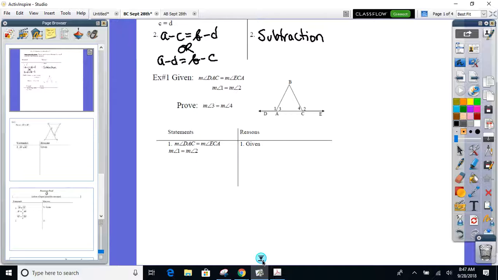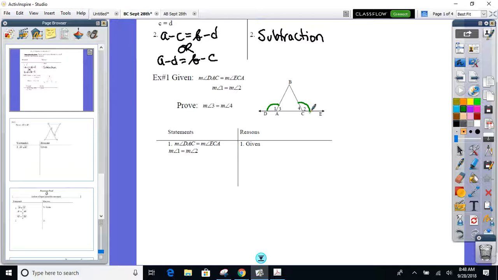Angle DAC, everyone see that angle? It's a straight angle. And it's equal to the measure of ECA, which is also a straight angle. And I also tell you 1 is equal to 2. Can you mark that on your diagram? Get in the habit. Whatever you see in your givens, mark right away on your diagram. It's kind of hard to mark the straight angles congruent, but we can at least mark angle 1 and angle 2 congruent.